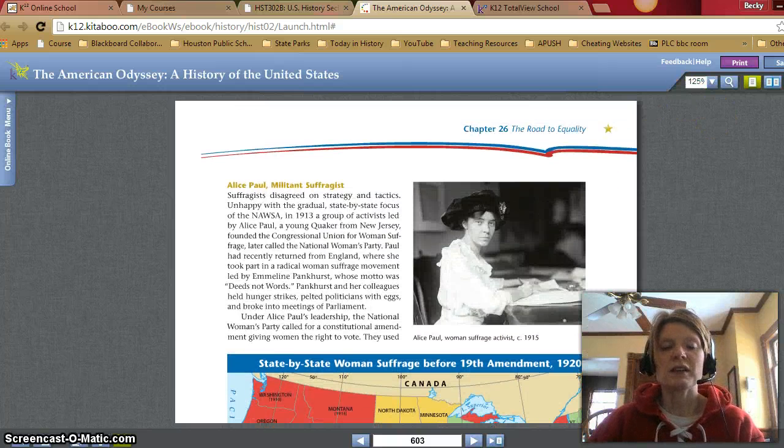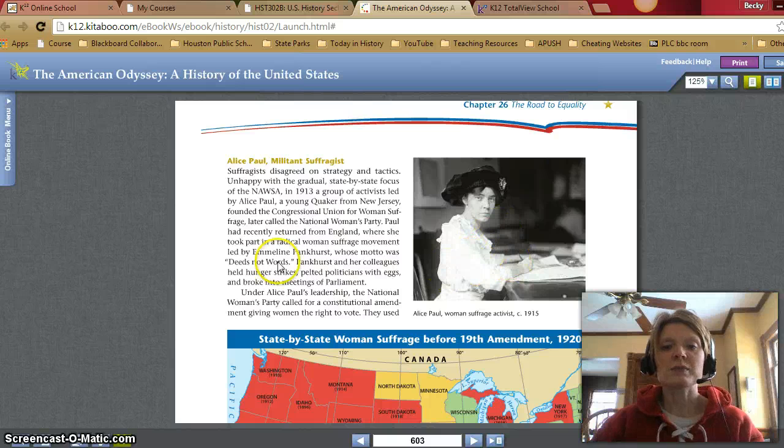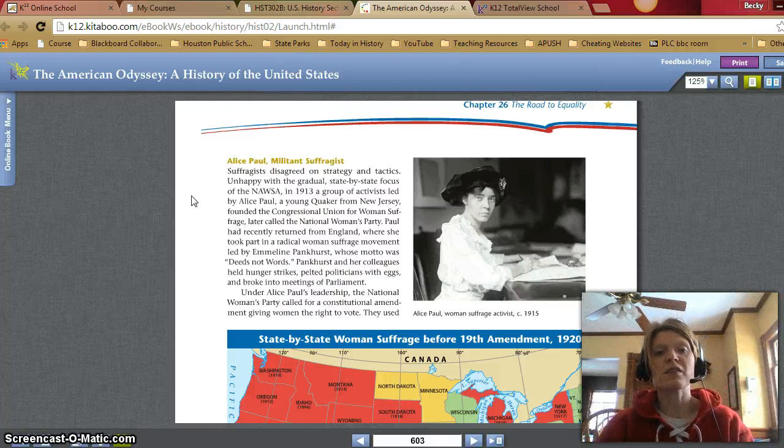Okay, get to the reading then. Here's a picture of Alice Paul, 1915. Suffragists disagreed on strategy and tactics. Unhappy with the gradual state-by-state focus of the NAWSA, in 1913 a group of activists led by Alice Paul, a young Quaker from New Jersey, founded the Congressional Union for Women's Suffrage, later called the National Women's Party.